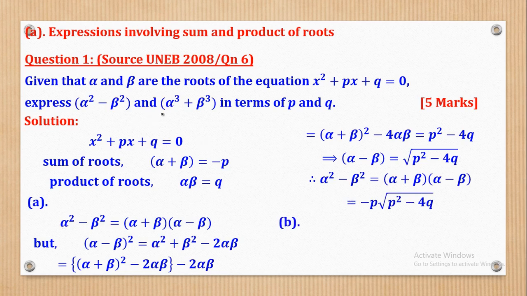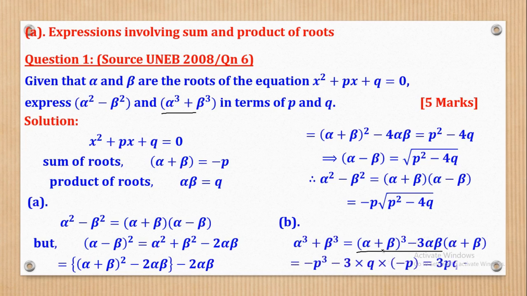Then for part B, they wanted this alpha cubed plus beta cubed. So I think you also remember that expansion. It is equal to this, therefore I come and substitute. Alpha plus beta is that, and this product is that, and this one is here. So in the end, I come up with 3p squared minus p cubed.